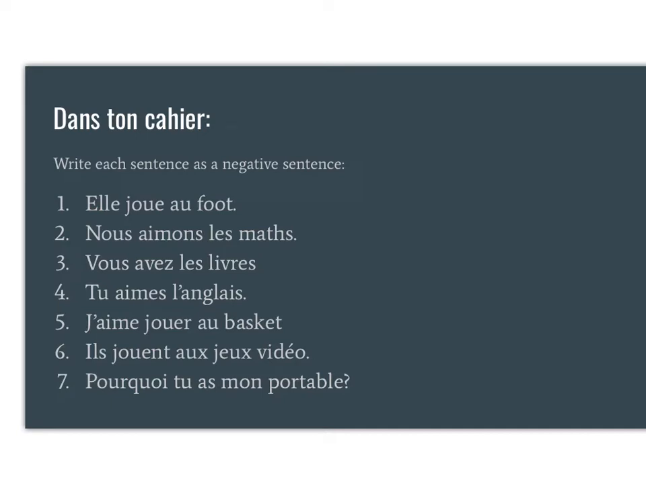So first things first, we're going to do a little bit of a review since you had a long weekend to forget a little bit of stuff. We're going to review how to make a sentence negative. So in your notebook, get a nice clean page, and you're going to number it from 1 to 7. You have several different sentences, and you're going to make each one negative.